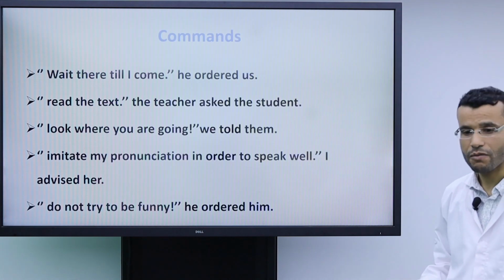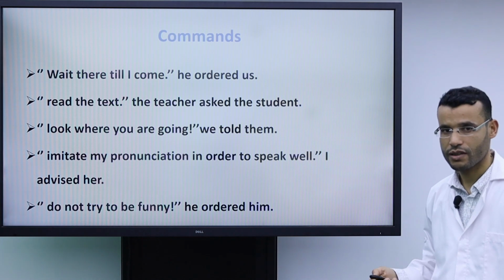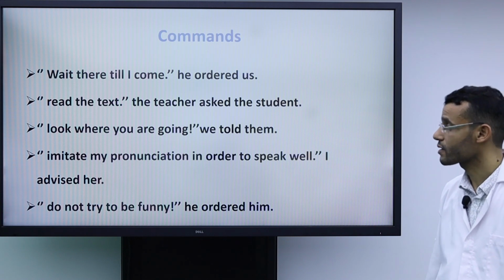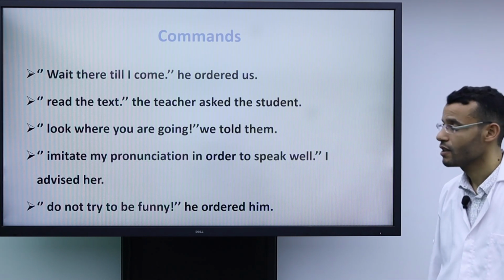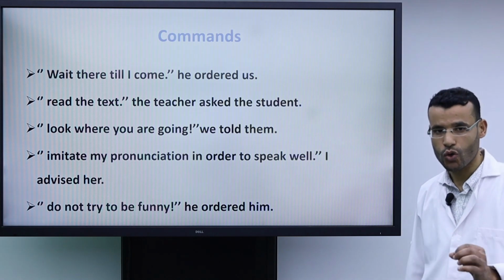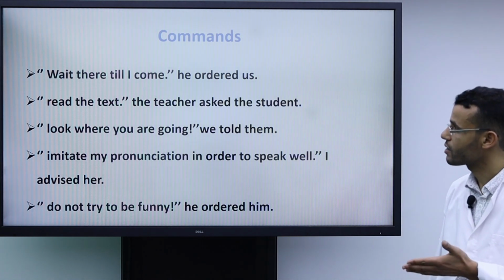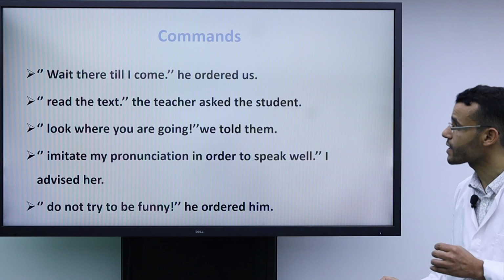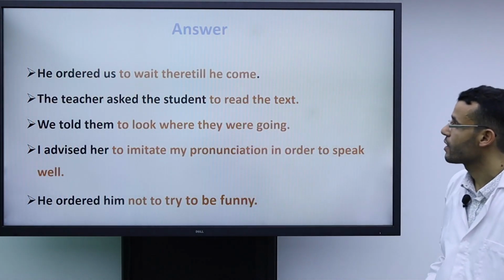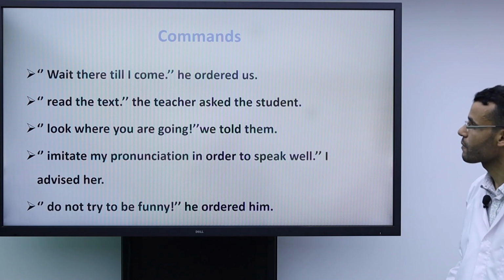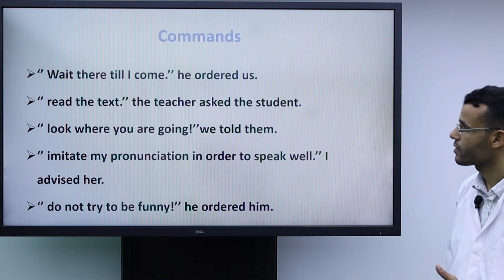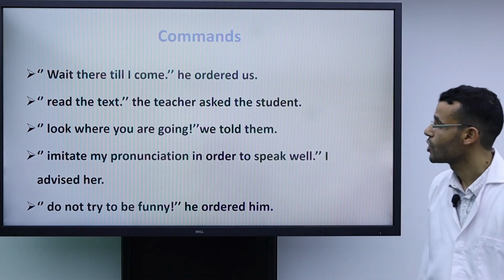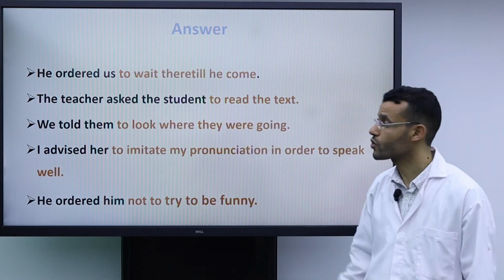Now, commands. If you have commands, how are you going to transform sentences expressing commands? For example, wait there till I come. He ordered us. So in commands, we use to. For example, in this sentence, wait there till I come is transformed as he ordered us to wait there till he comes. Okay? Second, read the text. The teacher asked the students. So the teacher asked the students to read. Always we use to, okay, to read the text.